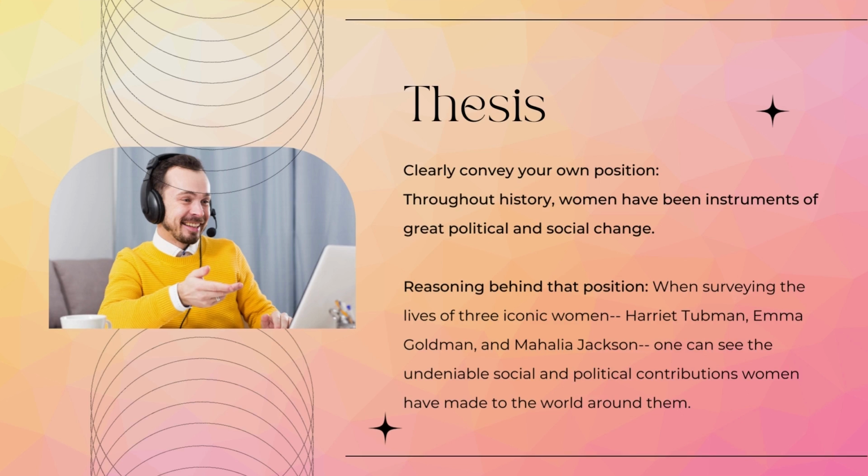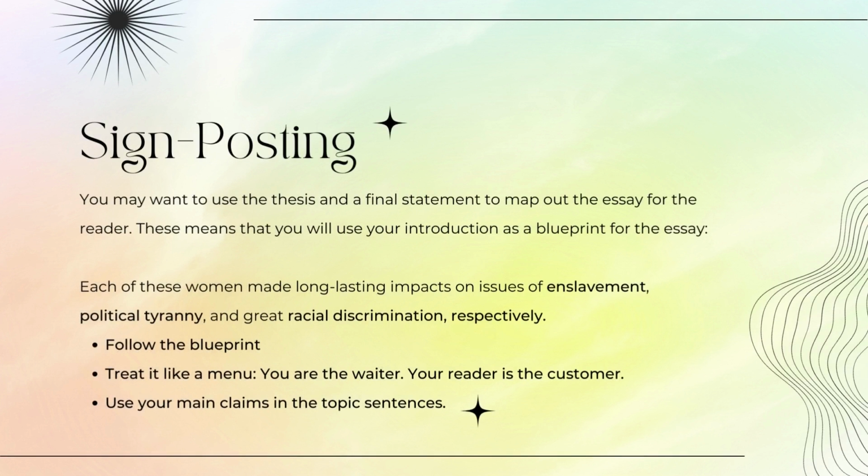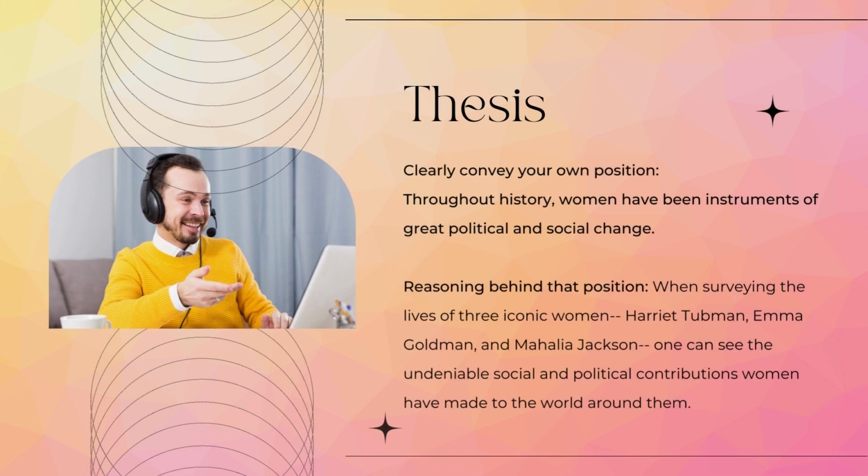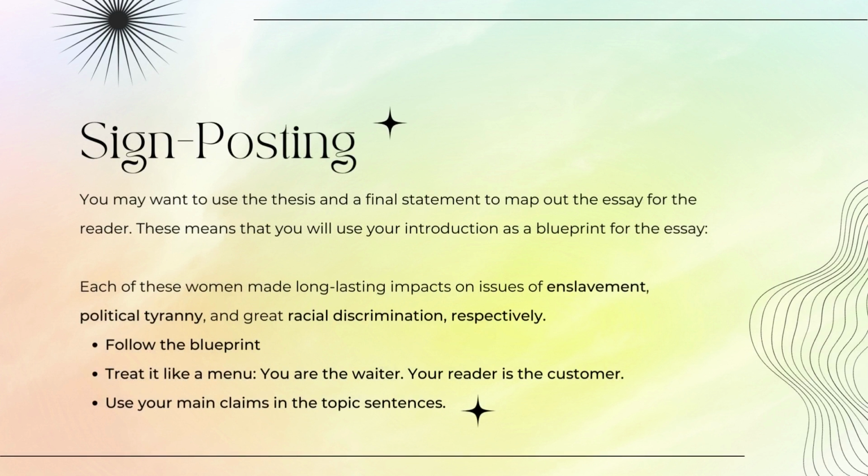Now, once you do this thesis statement and you have your 3 ways that you're going to show that your initial assertion is true, you may also want to go a step further with something we call signposting. You may want to use the thesis and final statement to map out the essay for the reader. So when you see signs on the road, you know what they mean. If you see a stop sign, you know it means stop. If you see the yield sign, you know it means yield. And if you see a roadblock sign, you know it means there's a roadblock up ahead. The same is true for your essay. Now, the idea here is that you've presented the topic for the 3 body paragraphs, but just how are you going to show that Harriet Tubman, Emma Goldman, and Mahalia Jackson were politically and socially positive forces?